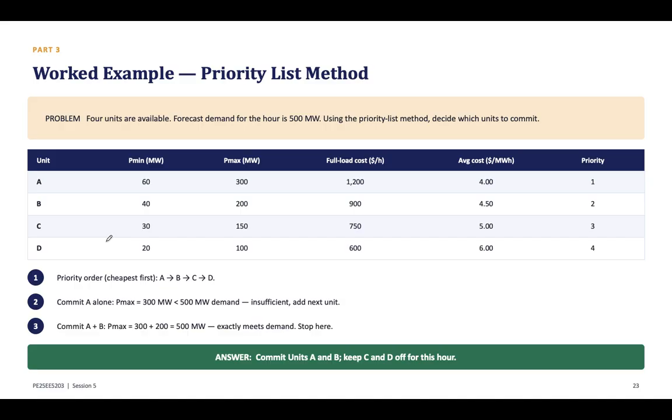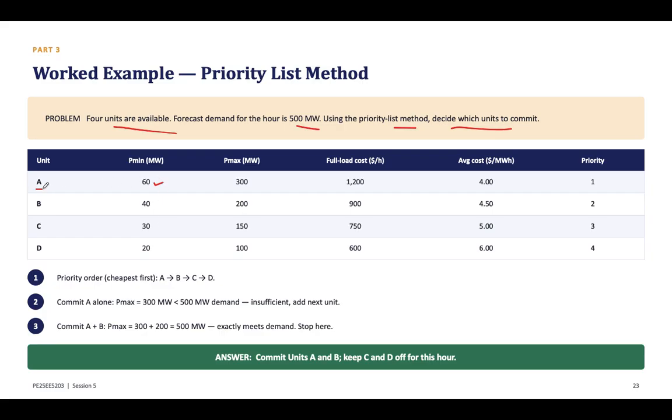Fine. You can see 4 units are available. Forecast demand for the hour is 500 megawatts. The unit priority list method is used to decide the units that commit. So now you have the minimum.